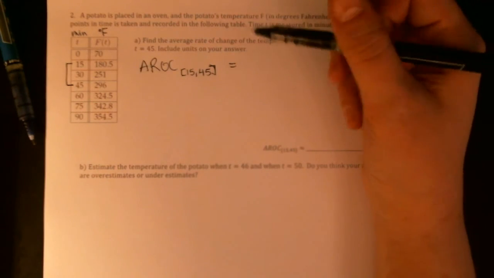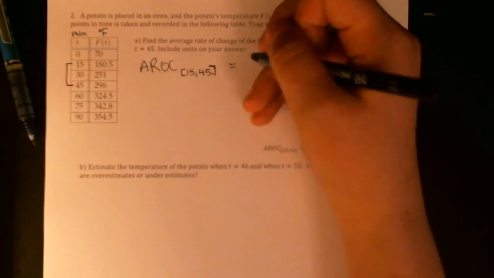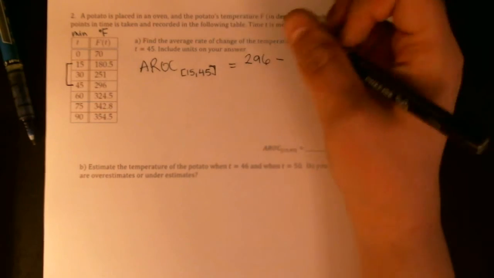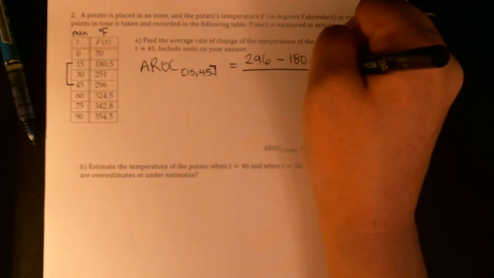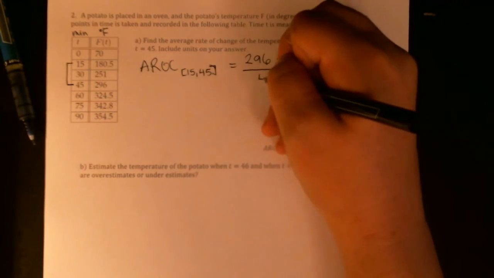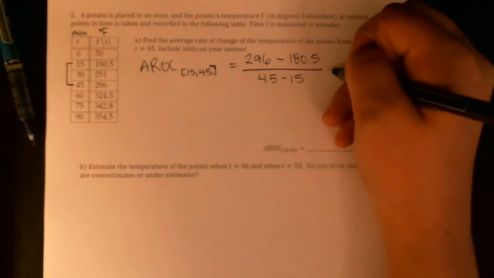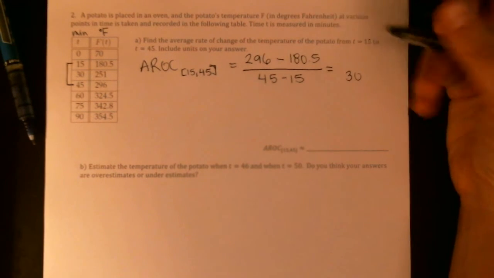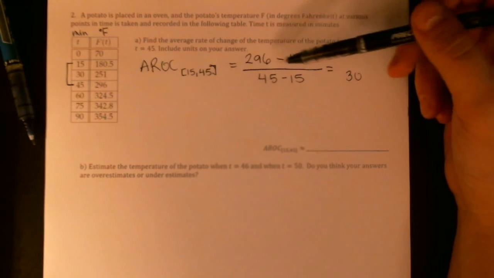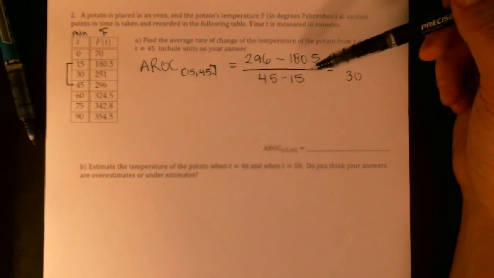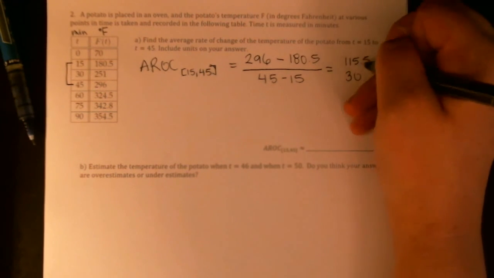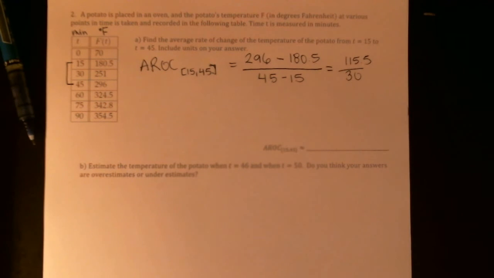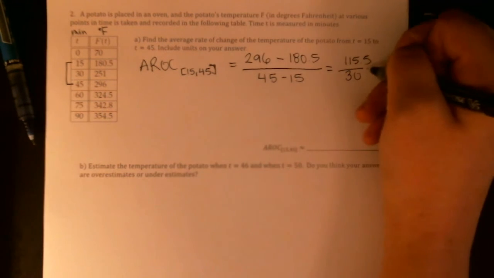So we're going to take f of 45, 296, minus f of 15, 180.5. And we're going to divide that by 45 minus 15. Okay, so the bottom is easy, 30, and then what are we getting here? We're getting 115.5. Suddenly I don't trust my arithmetic, so I'm going to double check myself really quickly. 296 minus 180.5. Yeah, okay, got it.